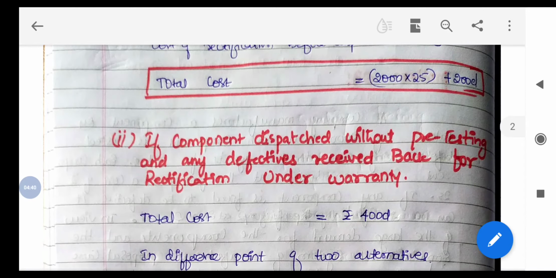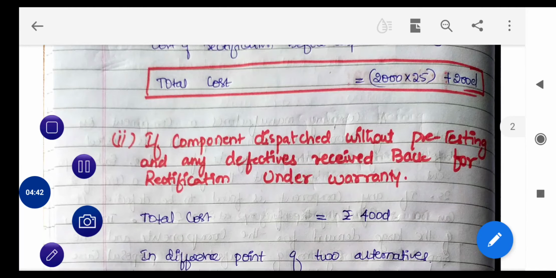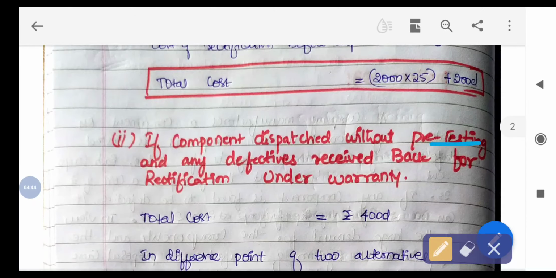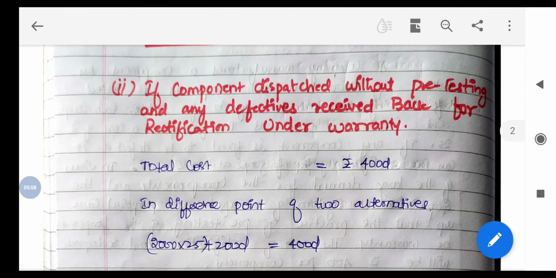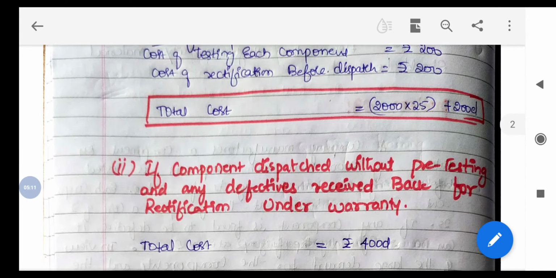Next, if the component is dispatched without pre-testing and any defective product is received back for rectification, since they have given a warranty, the products come back through the warranty, and the cost to rectify is 400. Here also we don't know the defective products, so we'll assume it as D. So 400D. Now we have to solve this equation.